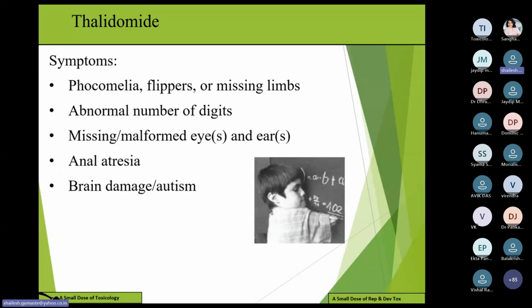What are the symptoms? These are the flipper-like limbs, hypomelia, missing limbs, some heart abnormalities also, abnormal number of digits, missing and malformed eyes and ears, anal atresia also documented, and brain damage and autism.